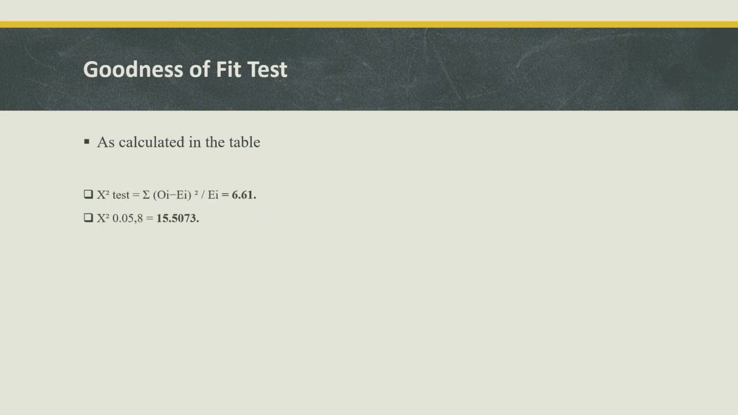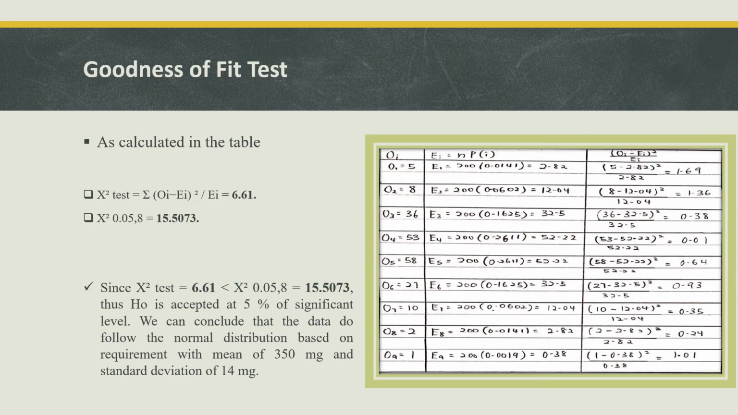So the calculation will be shown in the table beside. After we calculate the chi-squared test value, the obtained value is 6.61 for the calculated chi-squared, and for chi-squared 0.05, 8 is 15.5073. So that's the conclusive rule.